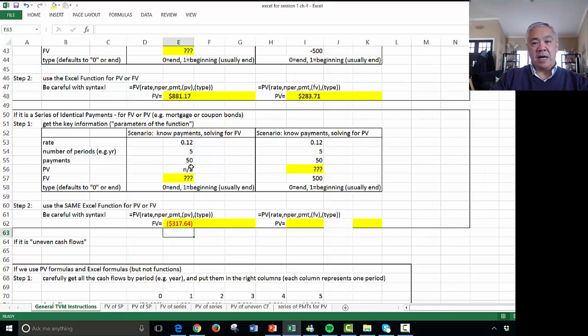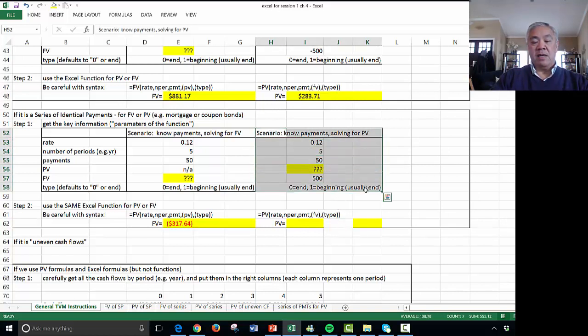So if we put in $50 a year for 5 years, which is $250, that accumulated interest over that period would end up with $317.64. So that is a future value. Same kind of thing we could do for present value.